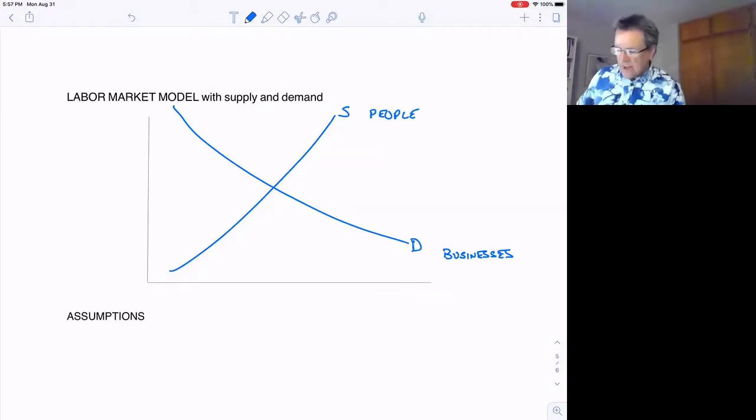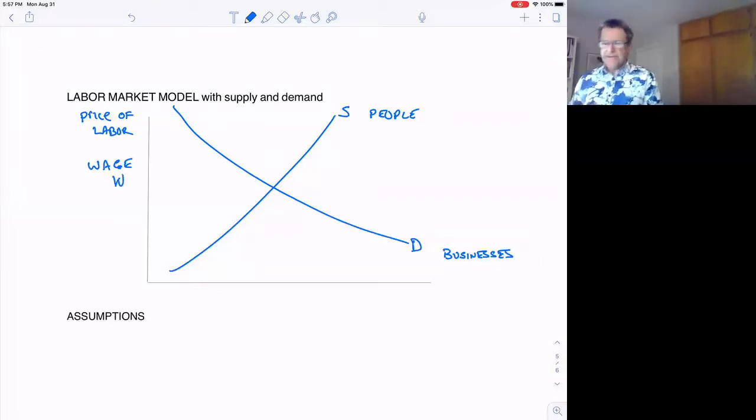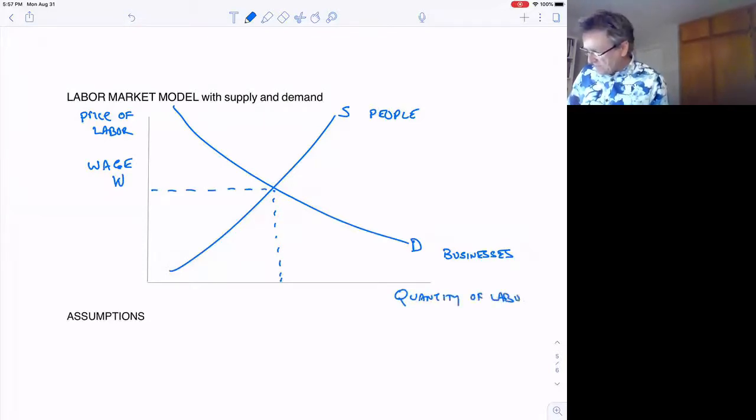And there's a price of labor, which we'll put on the vertical axis, which is the wage rate. So here is wage. We usually just use W as a symbol for wage and also for wealth. And there's an equilibrium in this market. Down here on the x-axis is the quantity of labor. And at equilibrium, we'll call that W star and Q star.